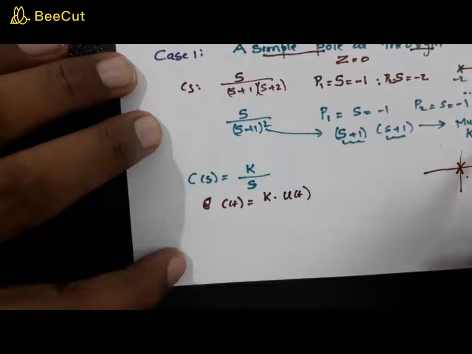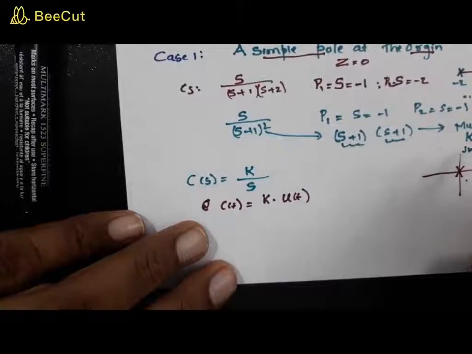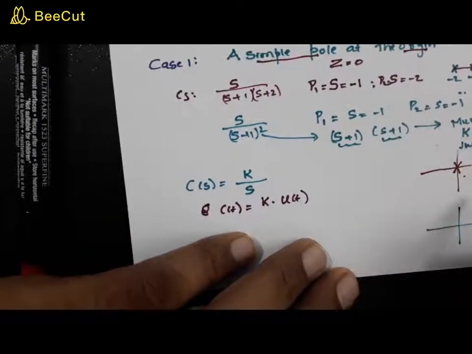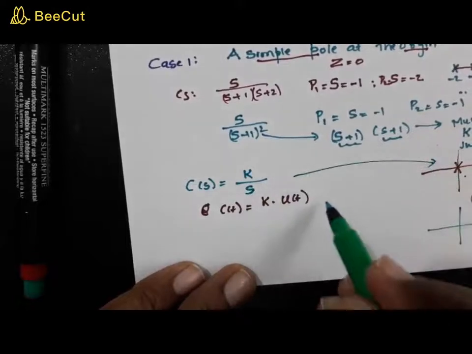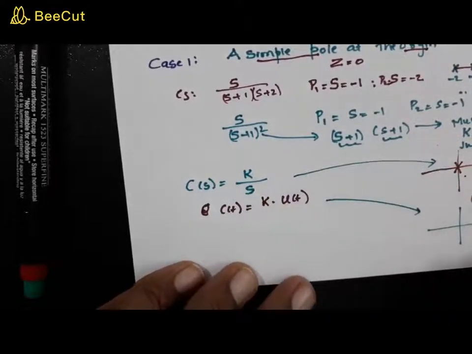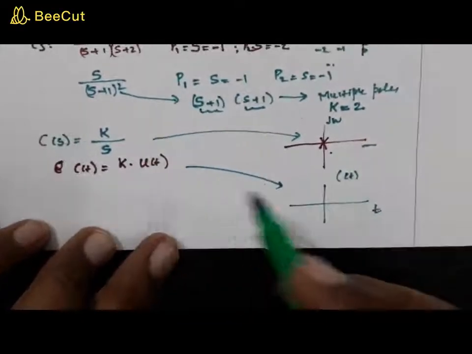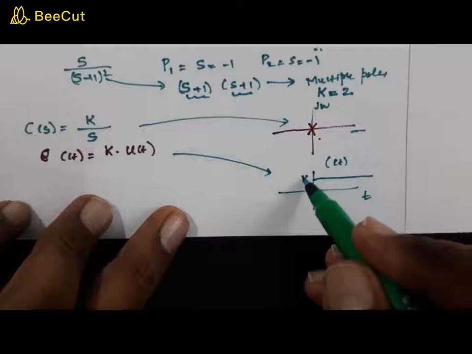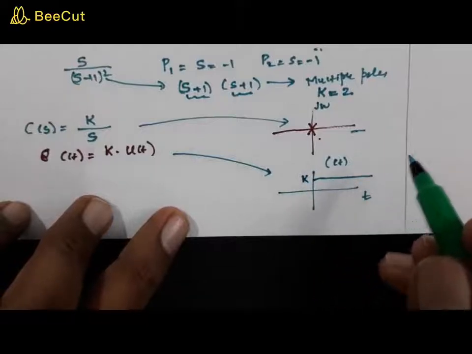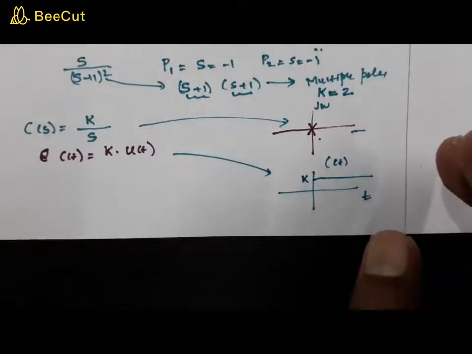Now this is actually your s domain, that is sigma plus j omega. Now this is actually your time response, that is c of t. This is actually plotting the pole zero plot in an s plane, while you can plot the same thing in a time domain graph. So c of t is actually equal to k into u of t, meaning you will represent that as a constant. It remains a constant, right? So this is the impact of a simple pole at the origin, right?